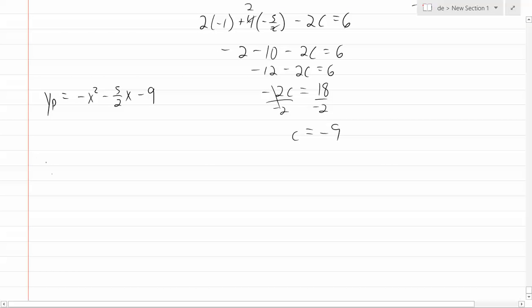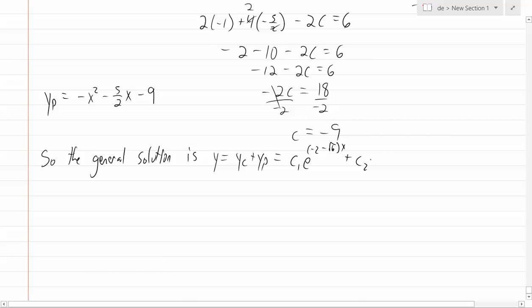So what we can say is, the general solution is y equals y sub c plus y sub p, equals c sub 1 e to the negative 2 minus the square root of 6 times x, plus c sub 2 e to the negative 2 plus the square root of 6 times x, and then we have to put in our y sub p, so minus x squared minus 5/2 x minus 9. So that is our general solution.